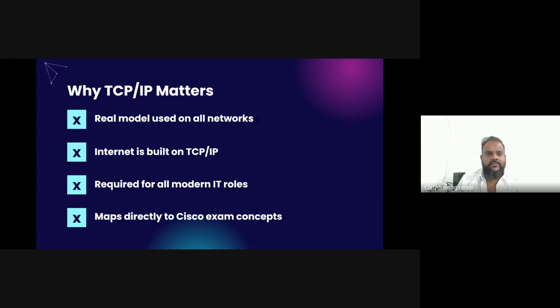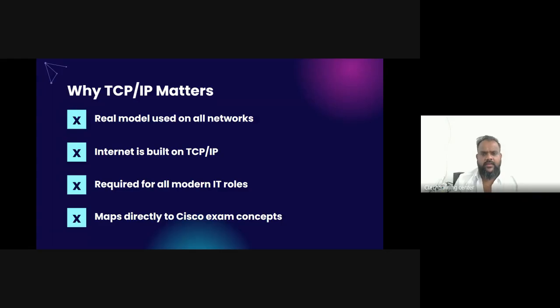Why TCP/IP matters is that it's a real-world model used on all networks. The modern internet is built on TCP and IP, okay? Understanding this is required for all modern IT roles. It maps directly to the Cisco exam concepts as well. So the reason we suggest that you memorize the OSI model and the TCP/IP model is that both of them are required in the exam. There are questions where you literally drag and drop to align which model and which layer it is, and they won't say layer 1, layer 2, layer 3. It'll just be network layer, network access layer, physical layer. So you need to make sure you memorize them so you can actually do that.